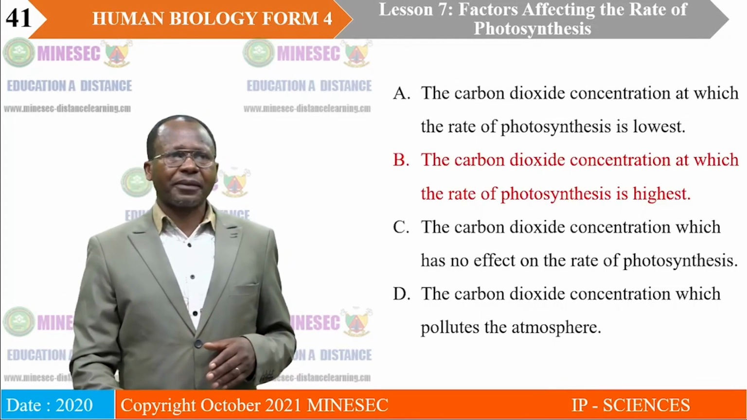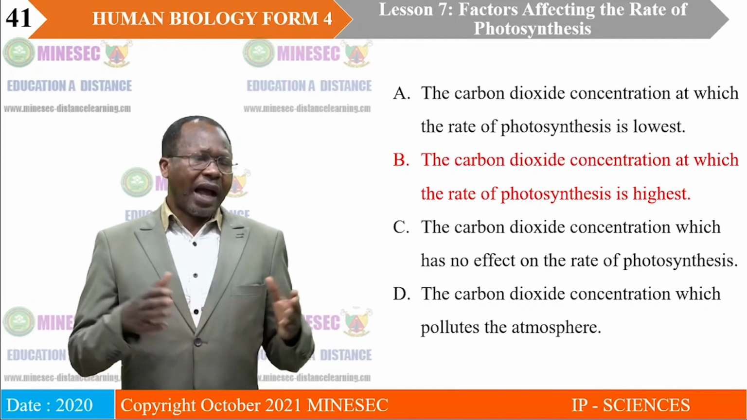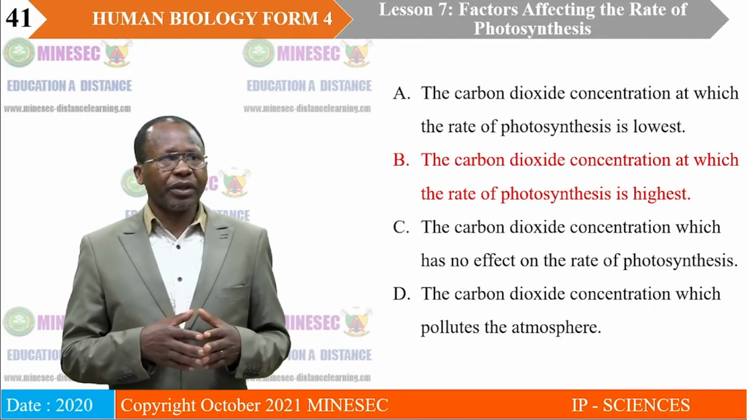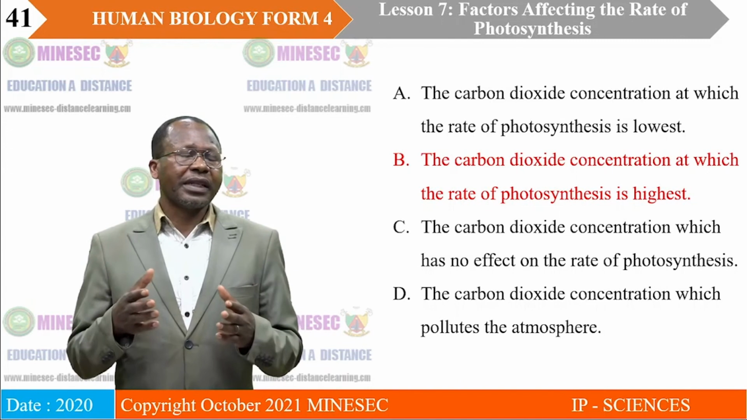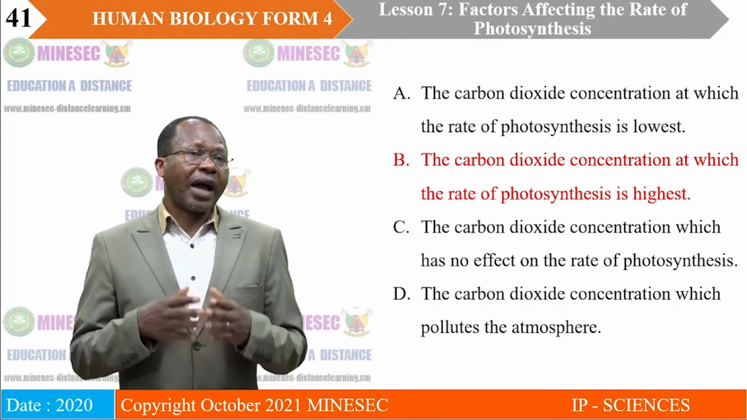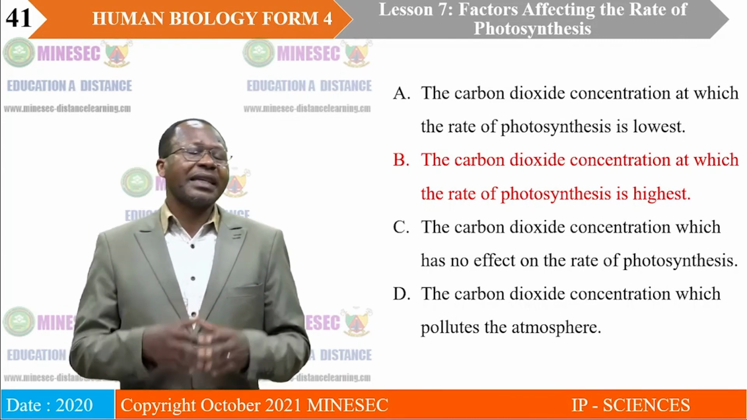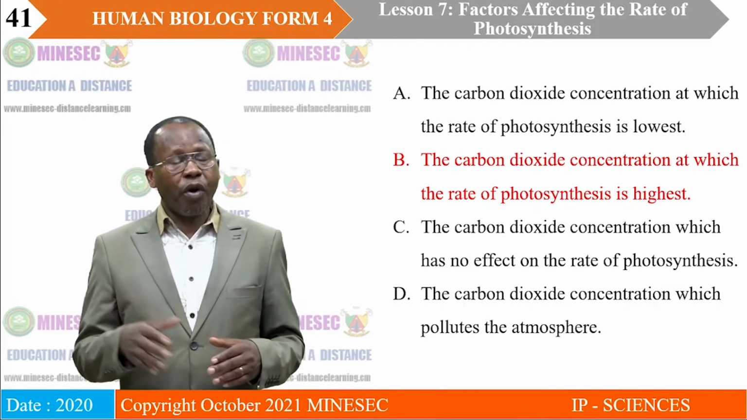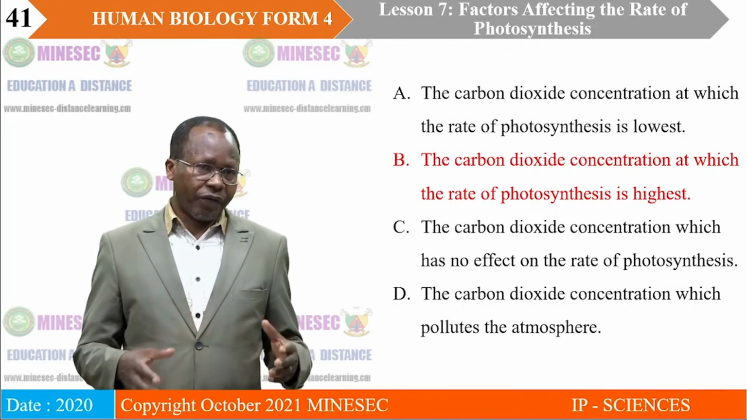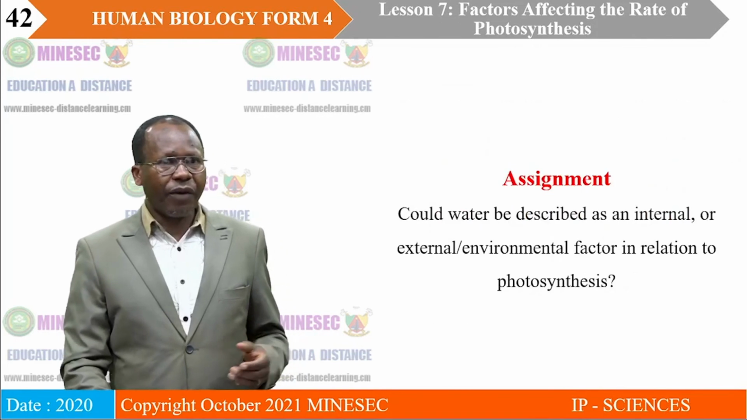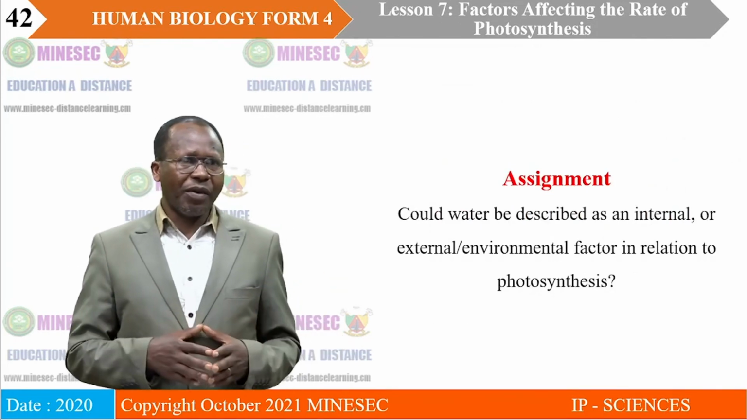So we see that B, the optimal carbon dioxide concentration, is the carbon dioxide concentration at which the rate of photosynthesis is highest. After this point, there is no effect on the rate of photosynthesis.